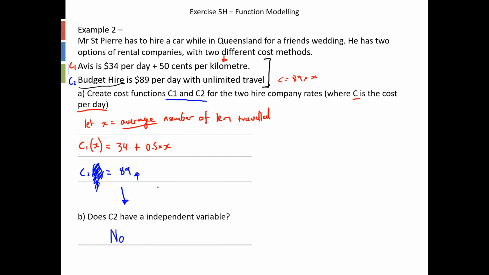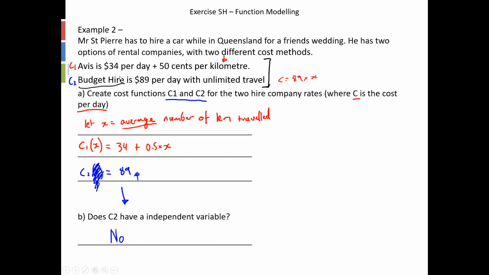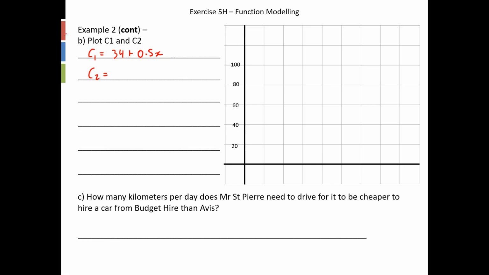Now, that's all well and good. We've made some functions. What use is it? Well, how about we compare the 2 and figure out what might be cheaper depending on the situation. So let's plot C1 and C2. So we said C1 is equal to 34 plus 0.5x, and C2 is equal to 89.